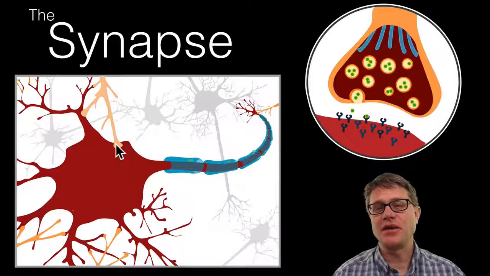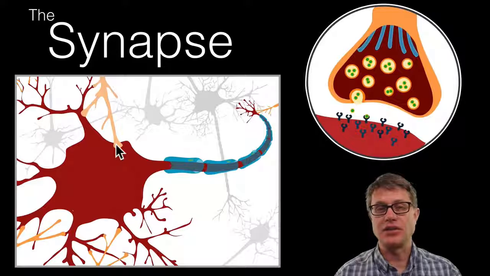Hi, it's Paul Anderson, and in this video I'm going to talk about the synapse, which is a connection between adjacent neurons. That's a pretty strict definition. Remember, neurons can also be connected to effector cells in our body.